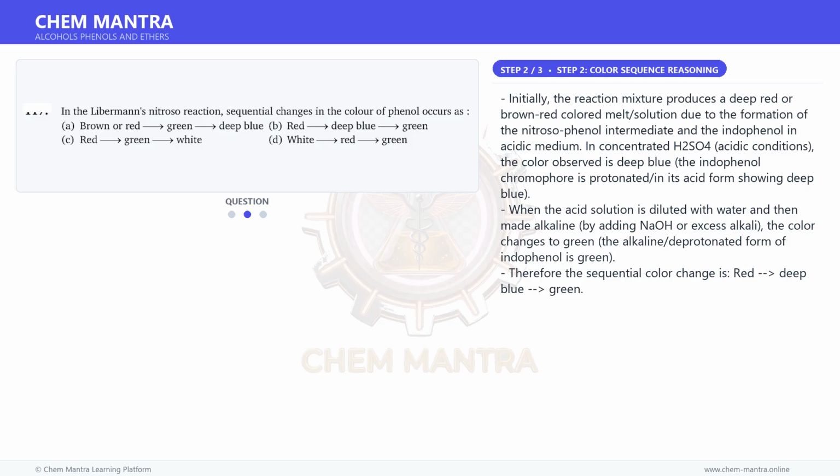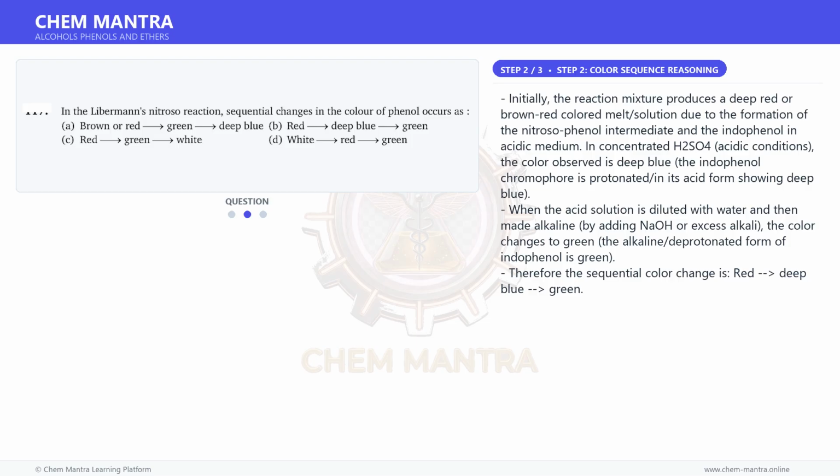Moving on to the next step. Initially, the reaction mixture produces a deep red or brownish colored melt solution due to the formation of the nitrosophenol intermediate and the indophenol in acidic medium. In concentrated H2SO4 acidic conditions, the color observed is deep blue. The indophenol chromophore is protonated in its acid form, showing deep blue.